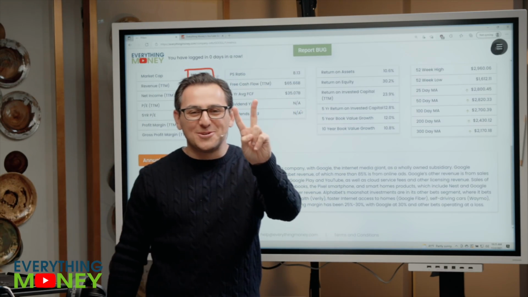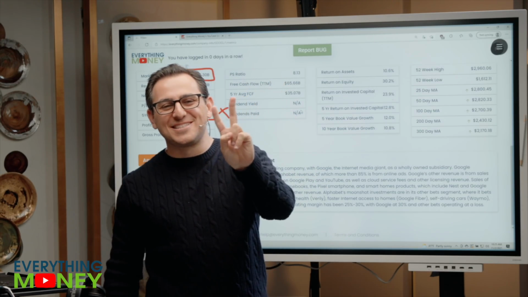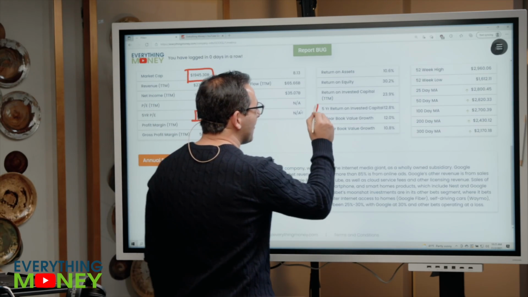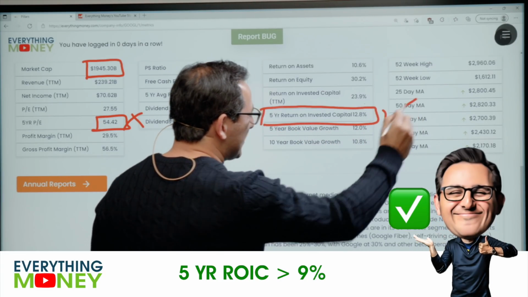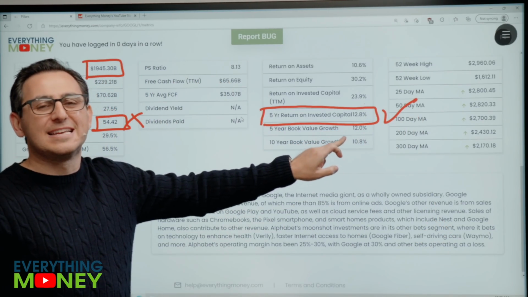Okay, guys. Pillar number two is the 5-year return on invested capital. We want it to be greater than 9%. It is 12.8%. So that's a check mark there. This means they do a great job of investing the capital within the business.